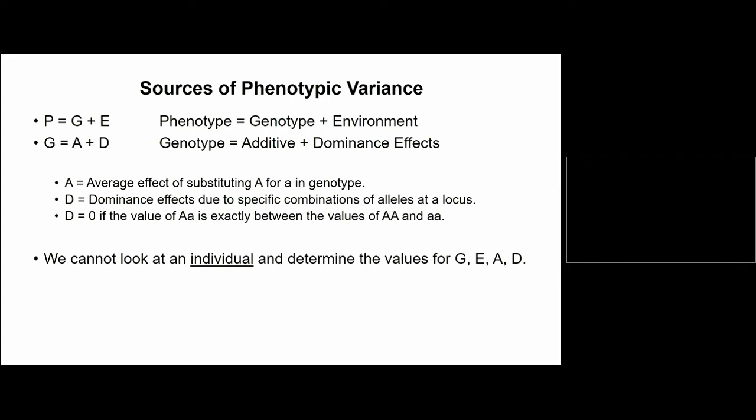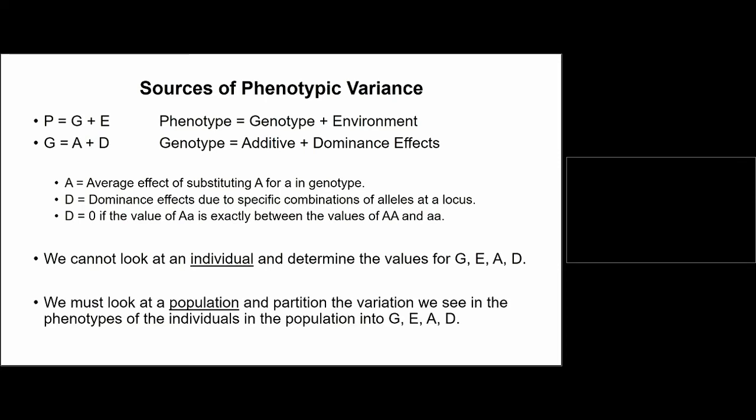We cannot look at a single individual and determine the values for G, E, A, and D. We have to look at a population. If we look at a population and partition the variation into these different places, we can figure out what the variation is that we see. So in most populations, we're going to have some genetic effects, some environmental effects, some additive effects, and some dominant effects.